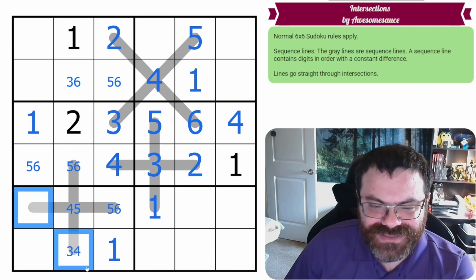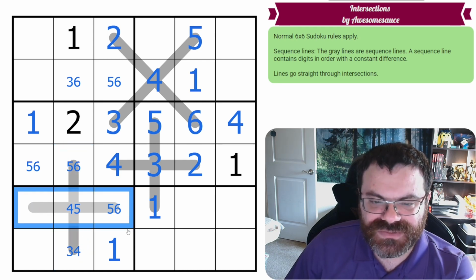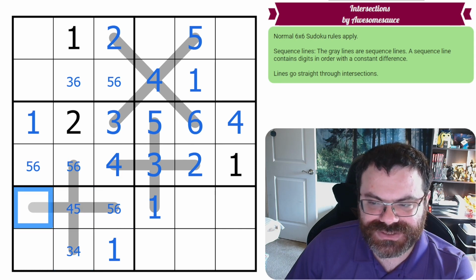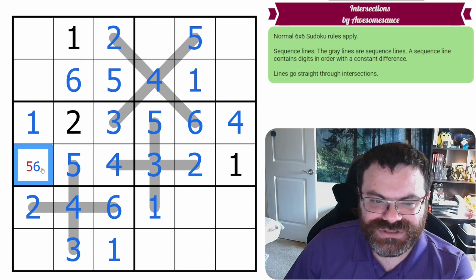But these two can't be the same digit, which means these two sequences, one of them is a difference of 1 and one of them is a difference of 2. So one of these needs to be 2, 4, 6, and this can't be the 2, 4, 6. So this one's 2, 4, 6, and this one's 3, 4, 5. And that should finish the puzzle up.